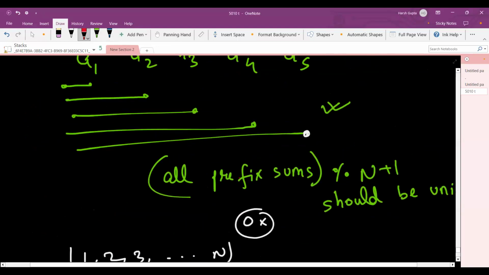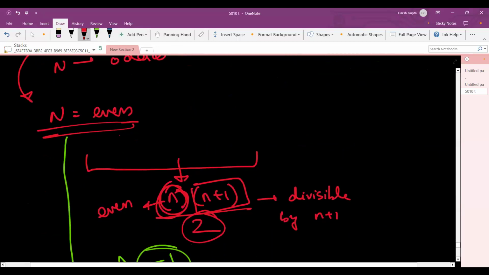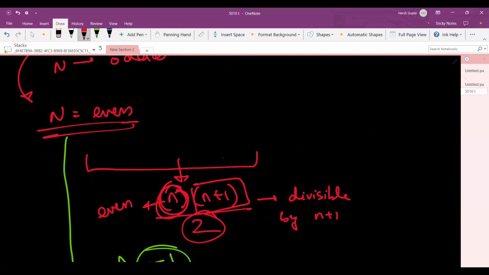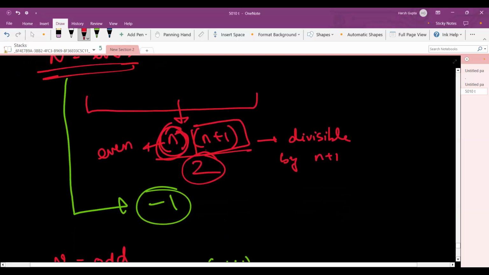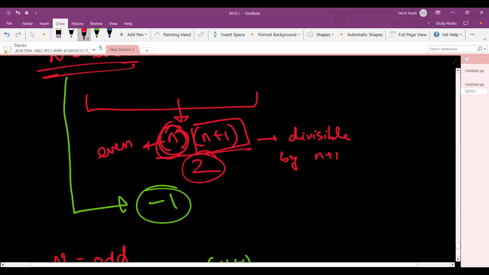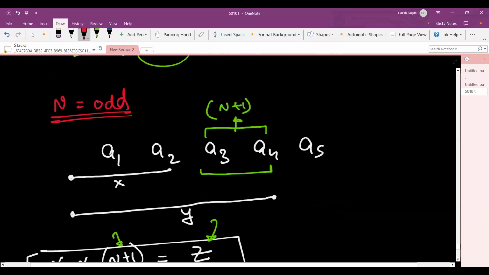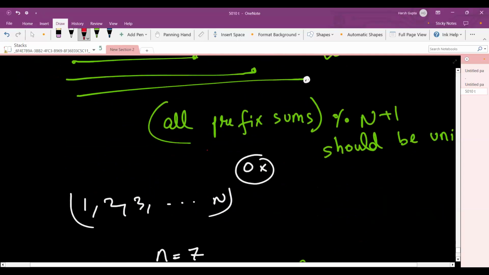So this is the first case that we discussed: if you take the entire array as a subarray, then this sum will definitely be divisible by n plus 1. And hence, for n equals even, you can never construct a permutation. Got it? Great. Should we move on to the next one?